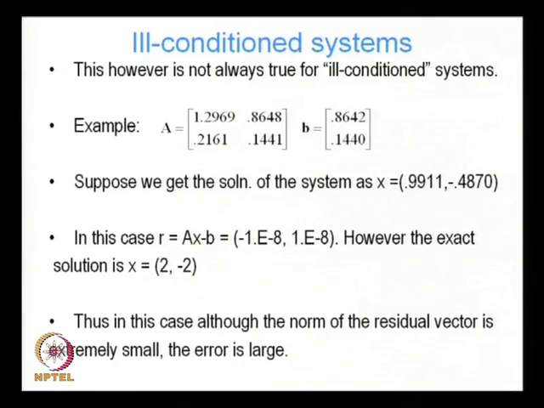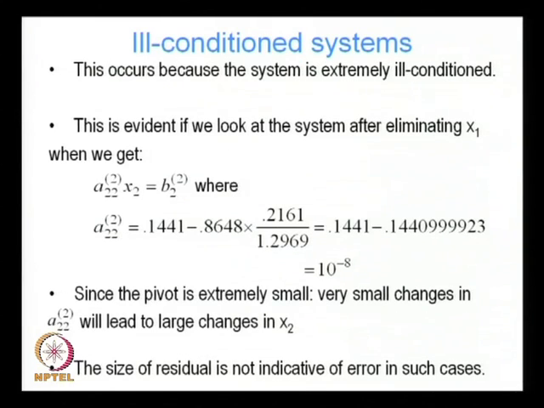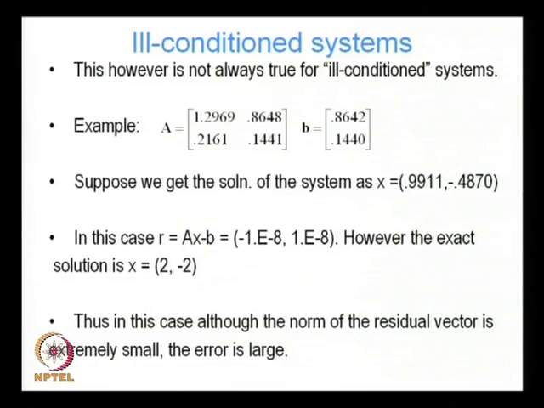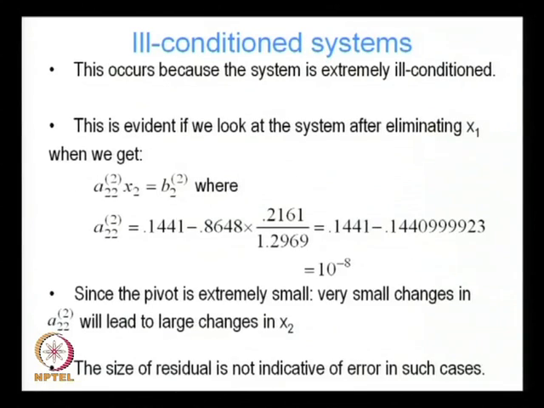Why is this so? This is so because my matrix A is extremely ill conditioned. This will become evident if we look at the Gaussian elimination of this system, where after eliminating x1, at the second step we get a22 x2 = b2, and if we calculate a22, it becomes 10 to the power minus 8. So, this system by definition has very poor numerical stability.